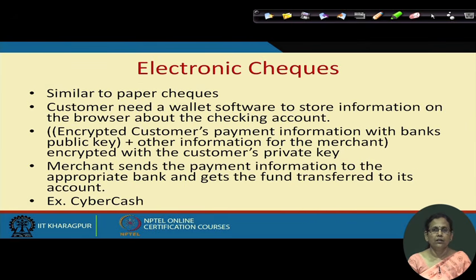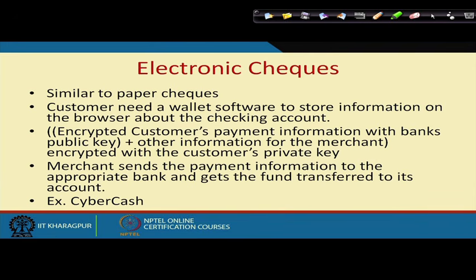The next physical equivalent is your electronic check. They are similar to the corresponding paper-based equivalent. The customer needs wallet software to store the information about the checking account on the browser. The customer's payment information is encrypted with the bank's public key, and the other information for the merchant is encrypted with the customer's private key. The merchant sends the payment information to the appropriate bank and gets the funds transferred to its account. Example, CyberCash.